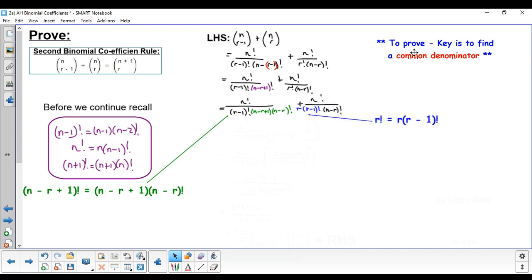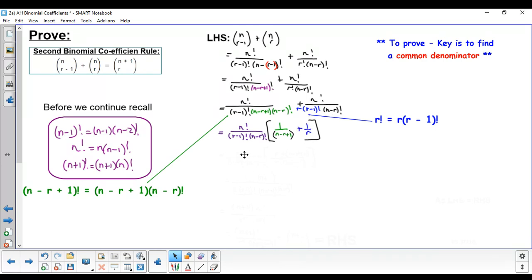Why did I do that? Because we're trying to get a common denominator. Do you notice you've got an r minus 1 factorial and an n minus r factorial in both now? So let's pull out a common denominator. Both have n factorial in the top, and both have r minus 1 and n minus r factorials in the bottom. That leaves me with 1 over n minus r plus 1 in the first one, and then we have 1 over r here.